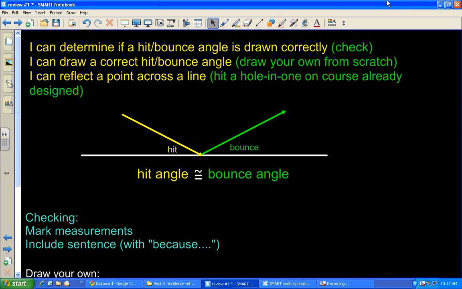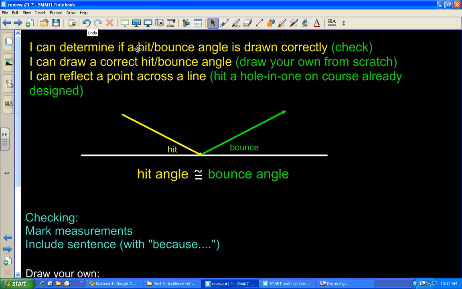All right. The last three learning targets all deal with this idea of hit and bounce angles. Remember, we technically have the angle of reflection and angle of incidence, but they're way too hard to measure, so we're just going with a hit and bounce angle. Three things that you're going to have to do.